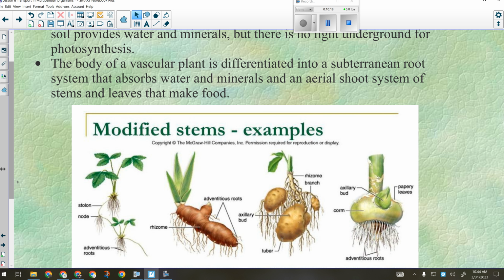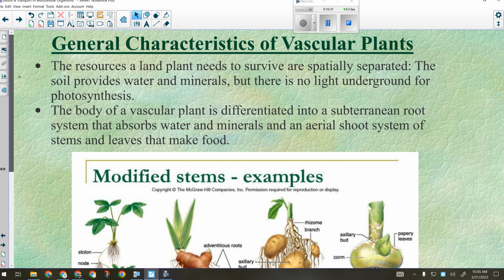Making some sense? So there's lots of little survival strategies that plants will use in order to deal with stressful situations. What we have to know here basically is that a vascular plant is differentiated into different systems. There's going to be a subterranean, that's underground, root system, and its job is to absorb water and minerals. And then there's the shoot system that would include the stems and leaves that make food.